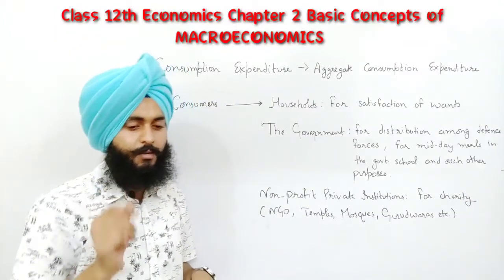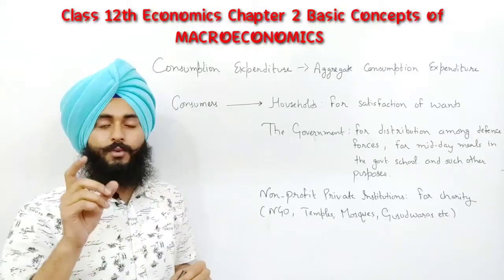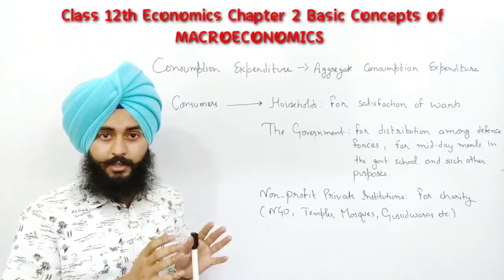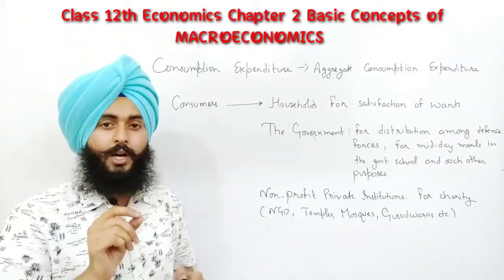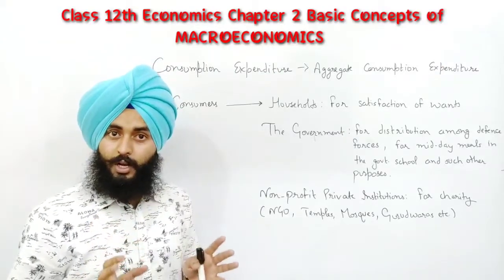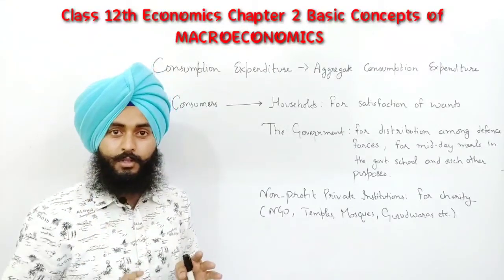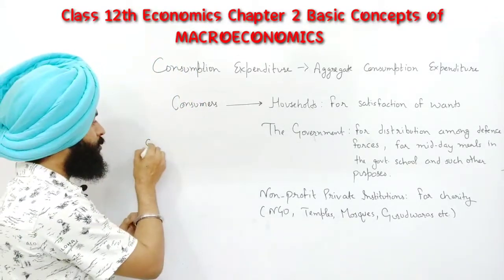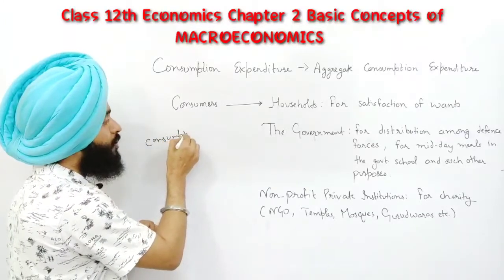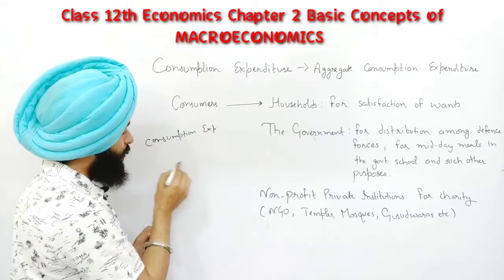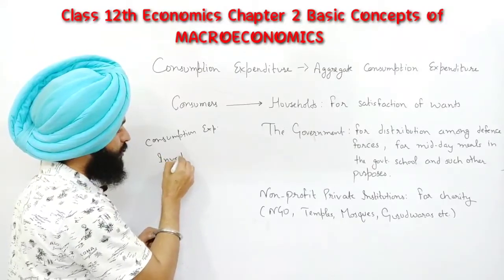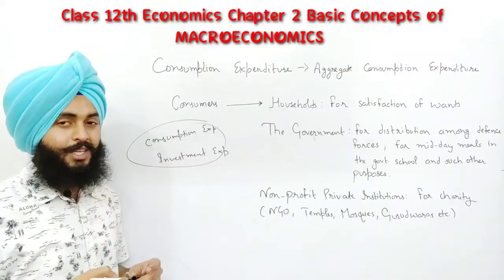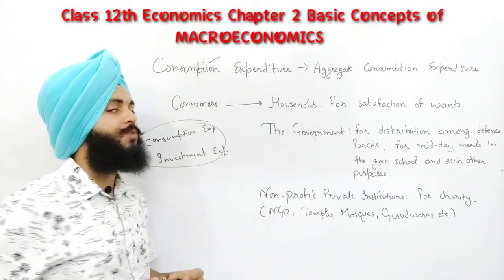Now let me tell you something. In the previous video, I told you about expenditure. The total expenditure on final goods is divided into two parts. The first part is consumption expenditure, and the second one is investment expenditure. From these two, we are starting with the first one today.